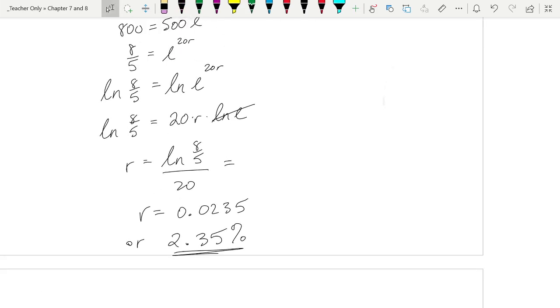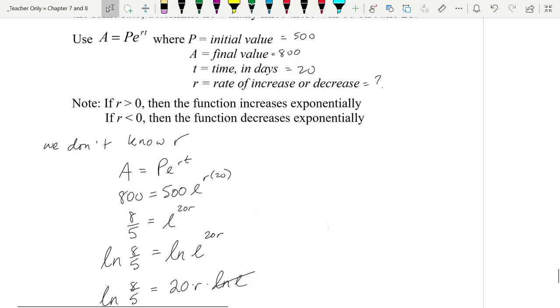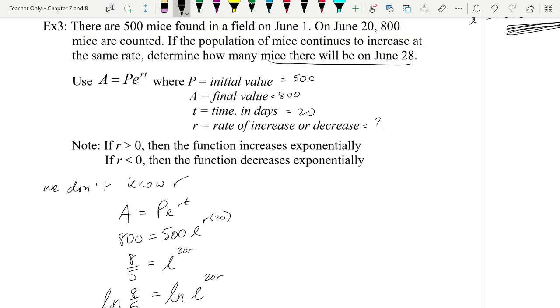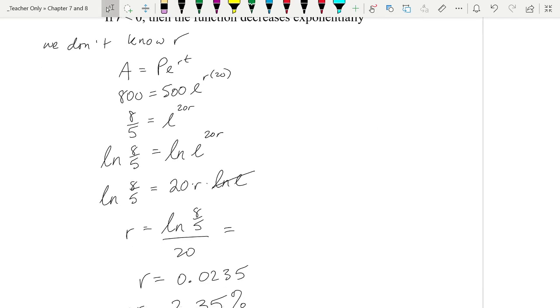Okay, next. That's not the end of the problem. How many mice will there be on June 28th? So now I know my R. Hopefully you didn't erase it. Hopefully it's still in your calculator. I go back to the formula. I know that I start with 500 mice. This time I now know that my R is 0.0235. And this time T is 28 days.